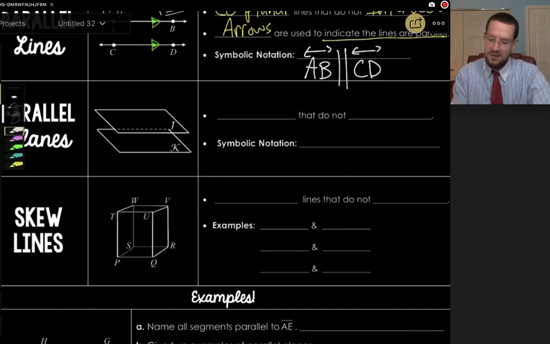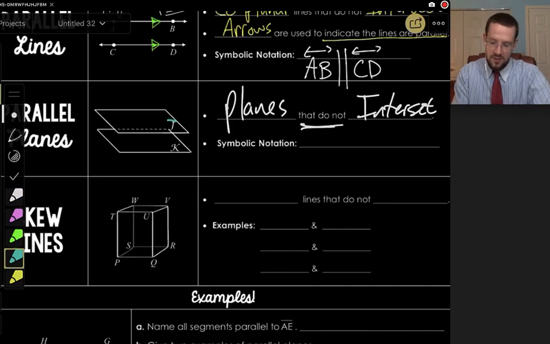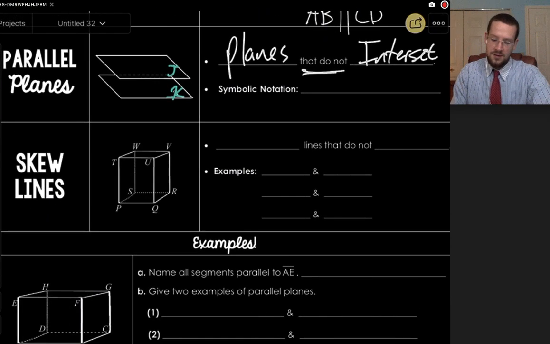And we can also have parallel planes, although this is something we're not going to pay much attention to. But these would just be planes that do not intersect. And they would look like this. Again, this is our fancy letter here. So these are planes that do not intersect. And that's what they look like.